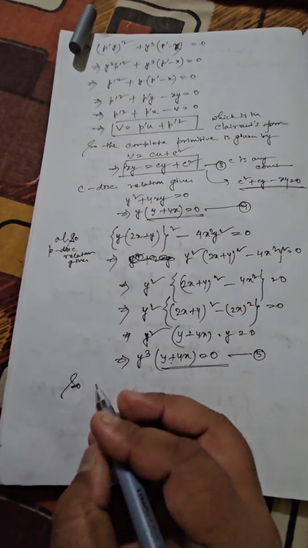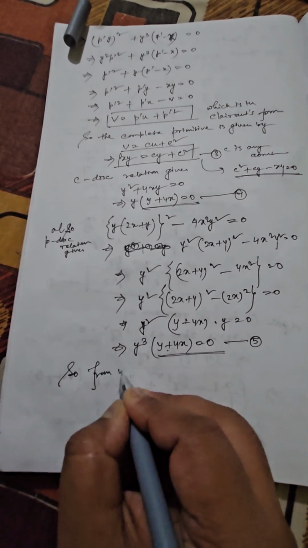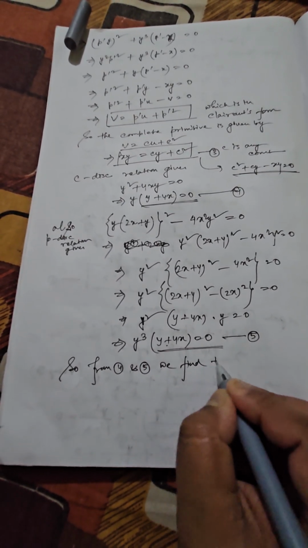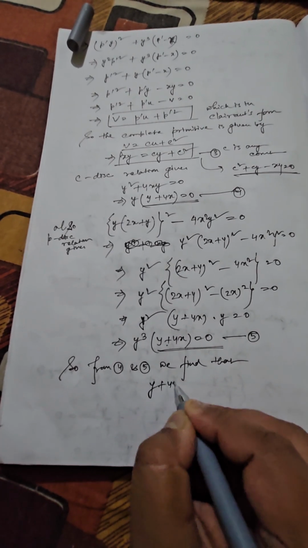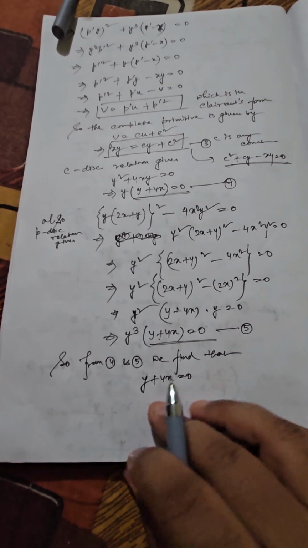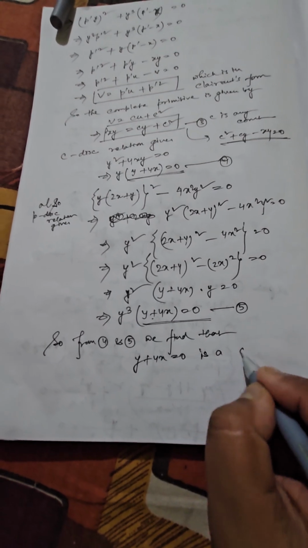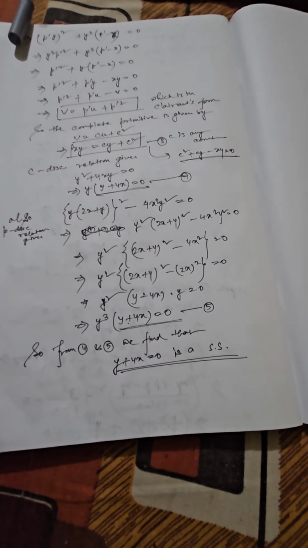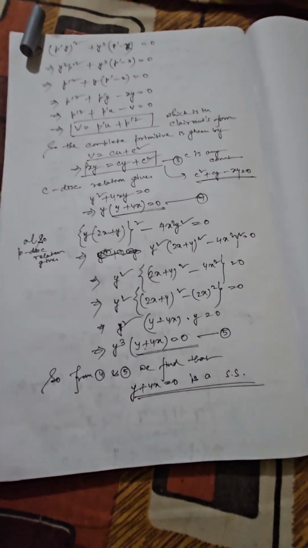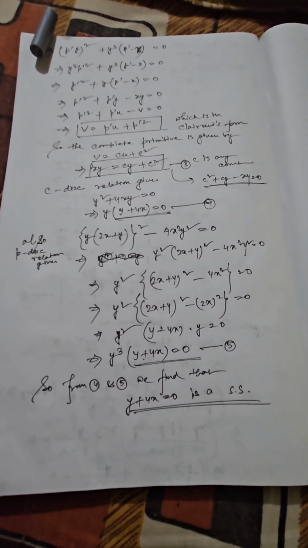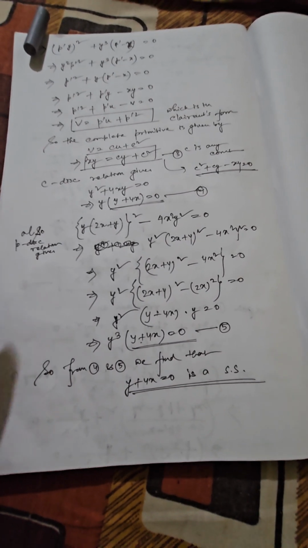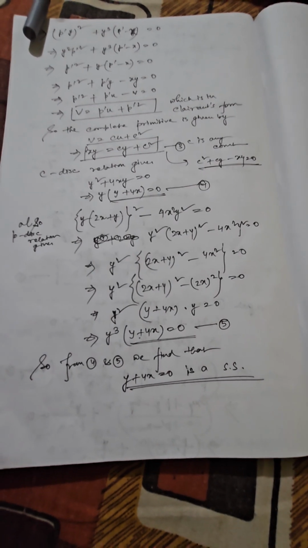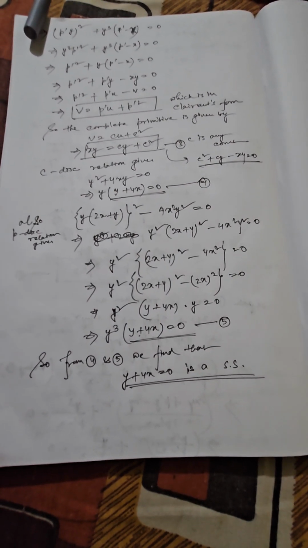So from 4 and 5 we find that y plus 4x equal to 0 is a singular solution. So in this way we can solve the problems related to singular solutions. Here I have used two examples in which I have used Clairaut's form, and I have taken some substitution in order to modify it into a Clairaut structure, and in the previous problem I have directly solved that one.